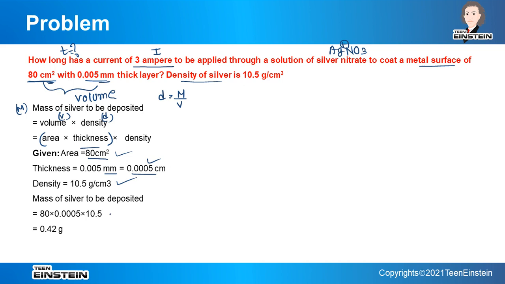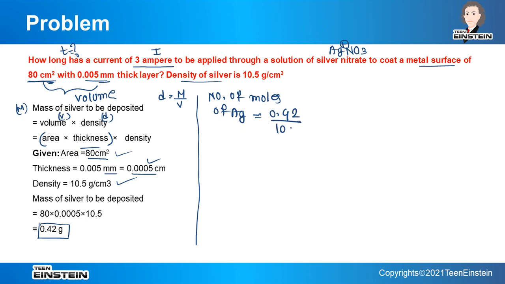Density is already in centimeter cube unit, so ultimately the mass of silver is 0.42 gram. That is not directly given in the question, it is given in some other form. After this, once we know the weight, we can find the number of moles. Number of moles of silver: silver is 108, given mass 0.42 divided by 108.